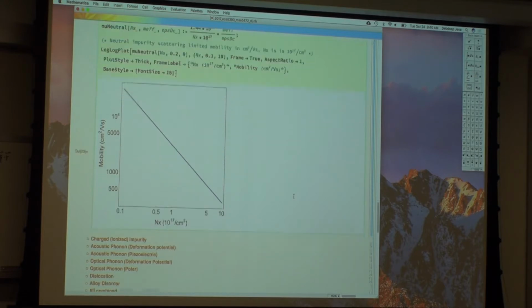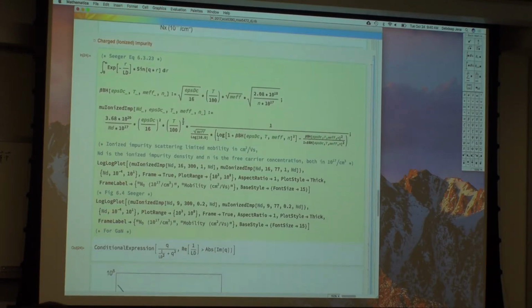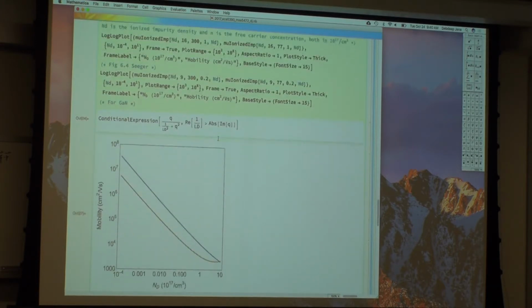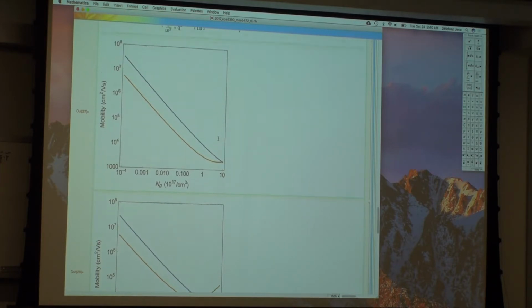Now charged or ionized impurities that we just talked about, we look at that. I told you there's a little more involved, but if you have a hard time doing the integrals, just ask Mathematica to do it. It will give you the answers very nicely analytically, so you can use that. And here's this expression that we just talked about, and you can make a plot of this whole thing. And here's mobility as a function of ionized impurity density now, just a plot of that formula.